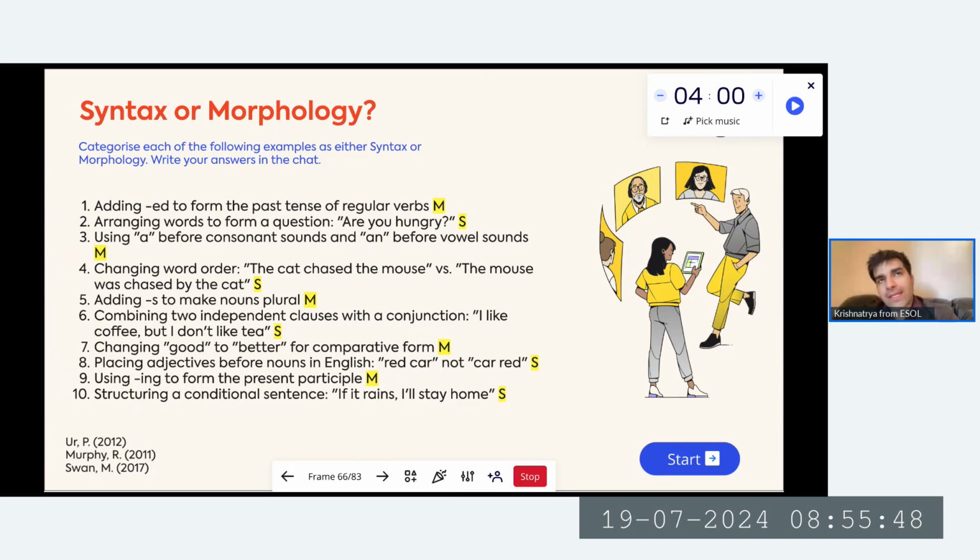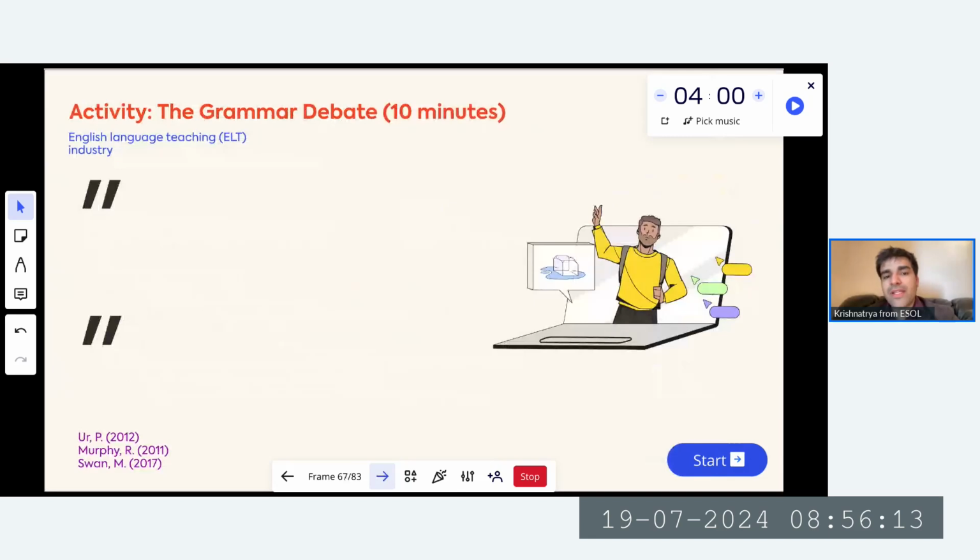Now, I started teaching in the year 2009, and I had an opportunity to teach in Poland, for a long time in London, India, and around the world with different nationalities. And in the ELT industry, there are many research papers, and there's a debate that's going on. So I welcome you to the next activity. This activity is called the grammar debate. We'll spend about 10 minutes on this activity. So in the ELT industry, by the way, before we move to this activity, can you please tell me?